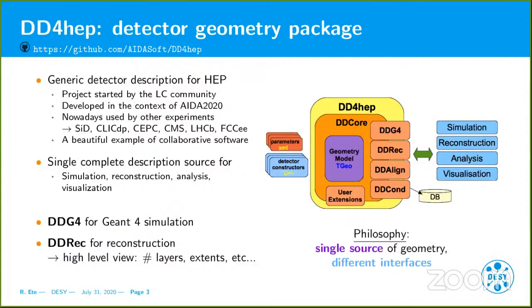For what I've seen, it's one of the most beautiful examples of collaborating software I've seen. In terms of software itself, it's basically a single complete description of your detector, used for simulation, reconstruction, analysis, and visualization. You have the sketch on the right. It's the concept of having one single source of geometry description for everything, with different interfaces on top depending on whether you want to run simulation, reconstruction, and so on. You have the DDG4 package, which is built on top of Geant4 for the simulation. What we also use for the linear collider studies is DDRec, which gives a high-level view of the detector, namely to access the number of layers, extents, and materials of the detector itself.